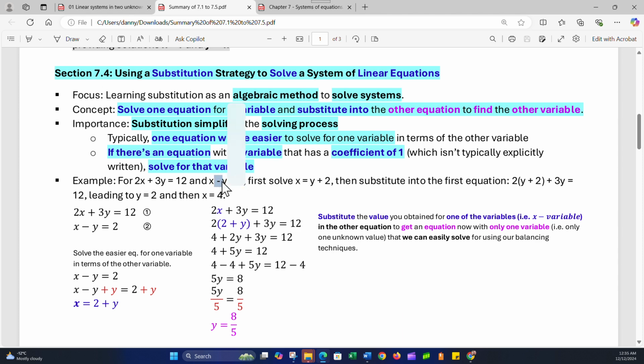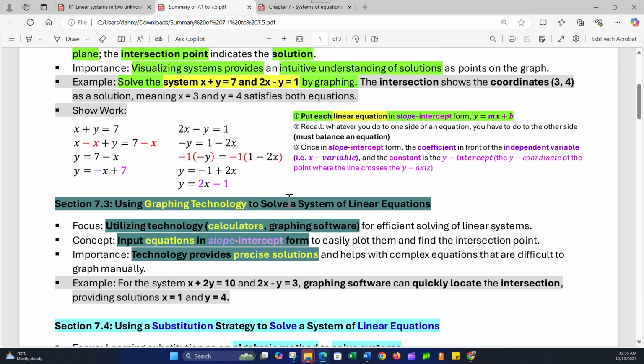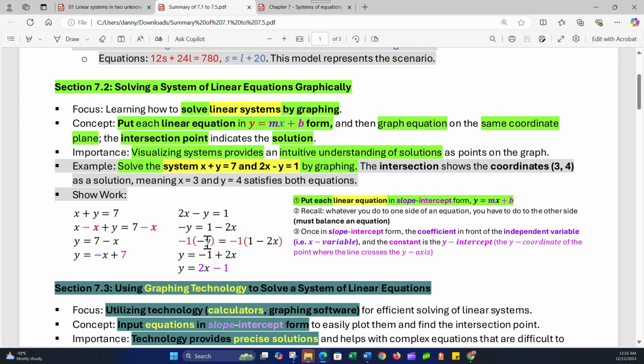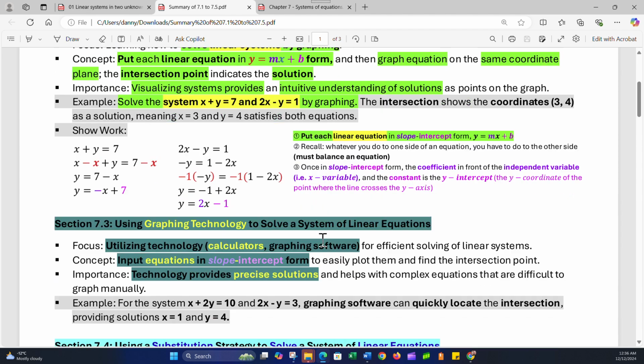So because it's a negative 1, we can solve for y, and it'll be pretty easy, but then at the end we're still going to have to multiply both sides of the equation by negative 1 to get rid of that negative y, just like we had to do up here. We had a negative y, so we had to multiply this side by negative 1 in order to get rid of the negative, and whatever we do to one side of an equation, we have to do to the other because we must balance our equations.